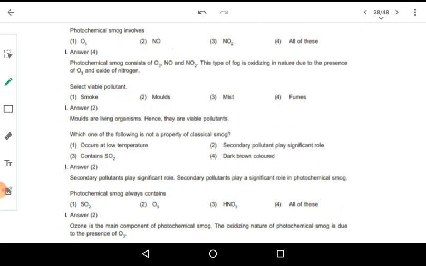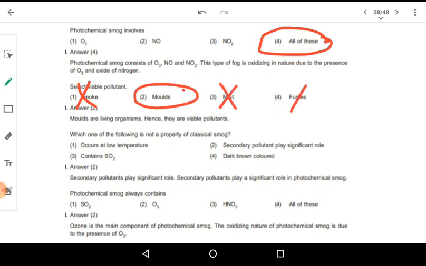Next, photochemical smoke involves ozone, NO and NO2. So the answer is all of these. Select the viable pollutant. Viable means it is living. Smoke is not living, so this cannot be the answer. Mold is living, so this can be an answer. Mist is not living, and fumes is also not living. So the answer is option number 2.